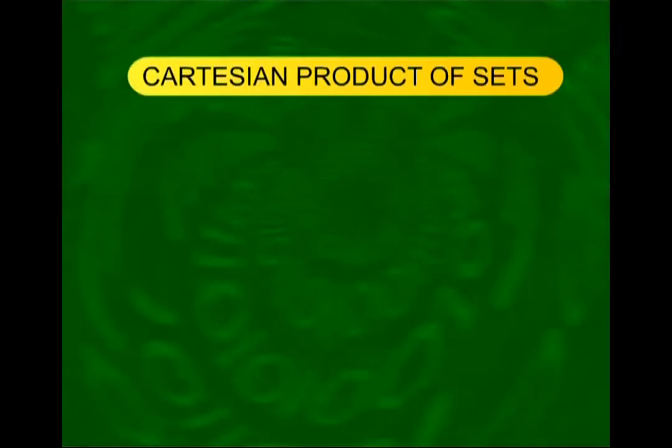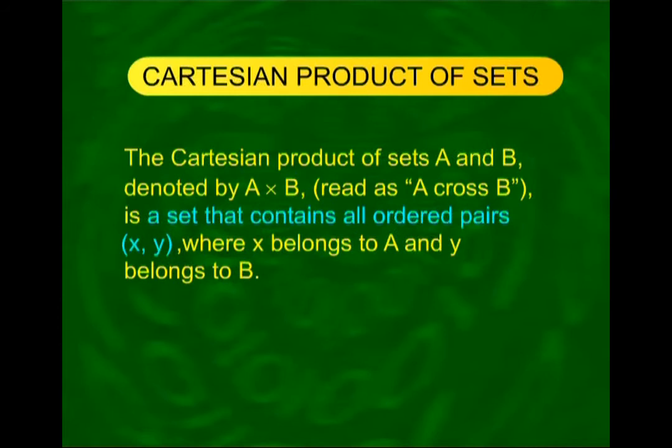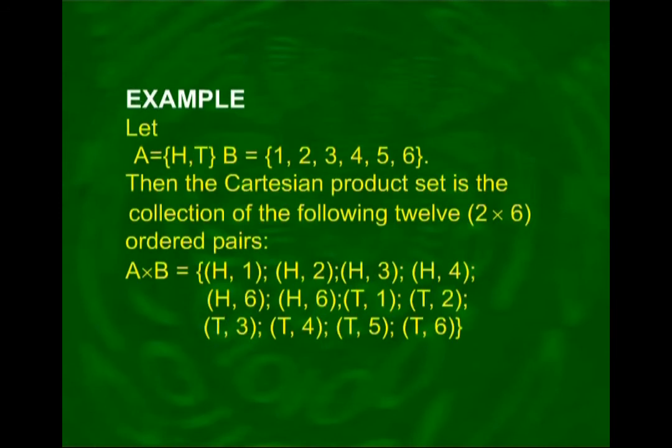Another very important and interesting concept is that of the Cartesian product of sets. As you now see on the screen, the Cartesian product of sets A and B, denoted by A cross B, is a set that contains all ordered pairs (x, y), where x belongs to A and y belongs to B. For example, if the set A consists of H, T and the set B consists of 1, 2, 3, 4, 5, and 6, then the Cartesian product A cross B is the set of the ordered pairs H1, H2, H3, H4, H5, H6, T1, T2, T3, T4, T5, and T6.